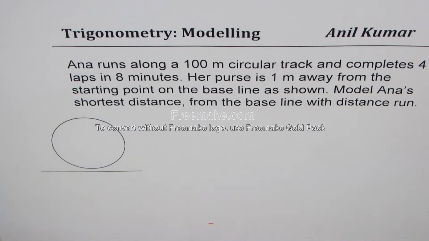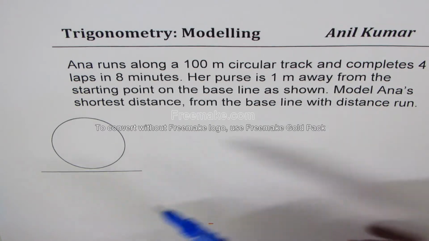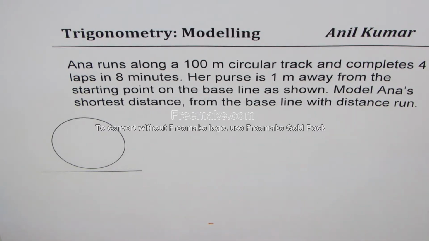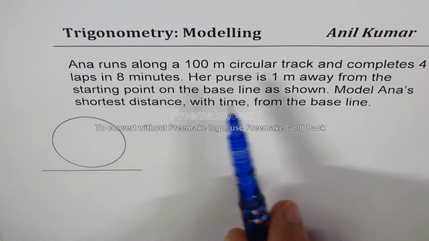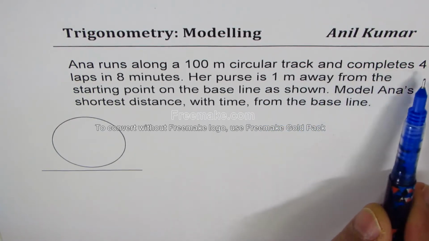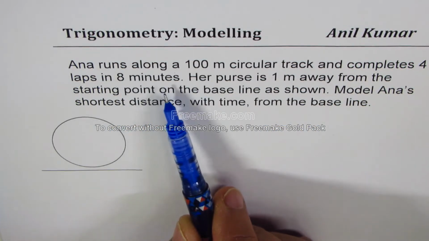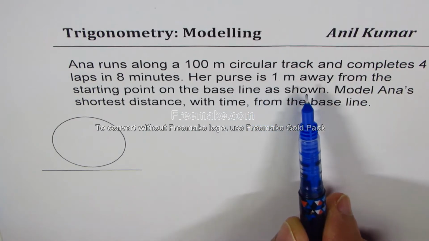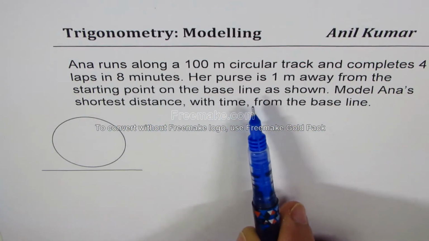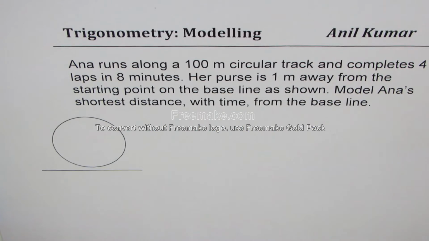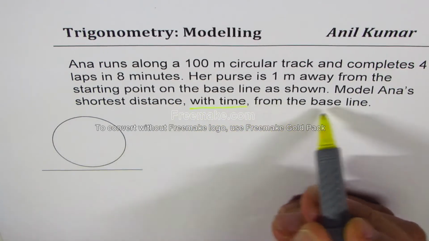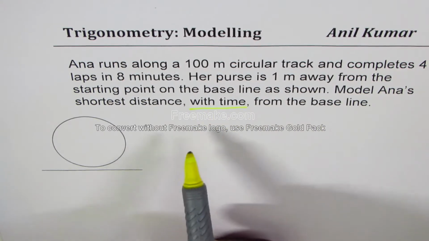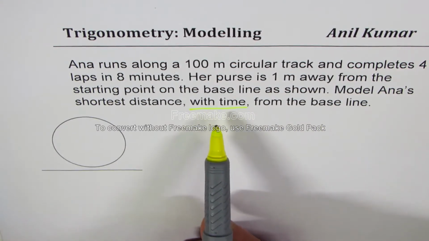I wasn't sure whether you want to model with respect to distance or with time, right? So I made two versions. The second one is: Anna runs along a 100-meter circular track and completes 4 laps in 8 minutes. Her purse is 1 meter away from the starting point on the baseline as shown. Model Anna's shortest distance with time from the baseline. So I hope you appreciate the difference in the two questions.